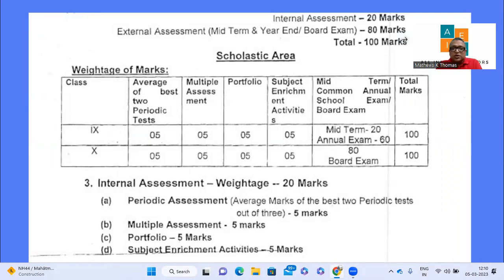External in this is not a board exam, but external is the pen paper test. That is the midterm test and the end of the year exam that is going to happen, 80-20. So the 20 marks is same as before. There is no change in that.